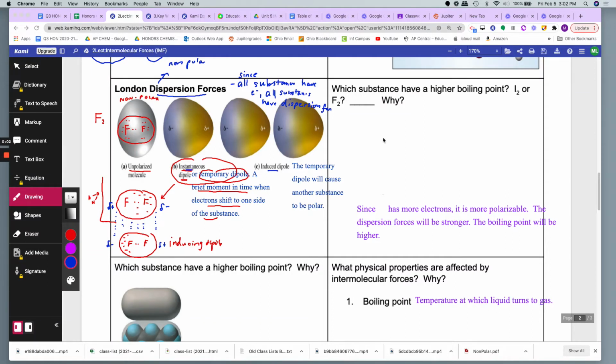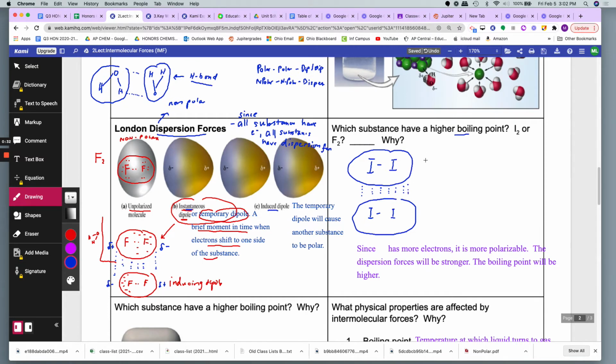So here's the question. Which substance has a higher boiling point, I2 or F2? To do this problem, you have to consider I2 is a nonpolar substance. And here's another I2, a nonpolar substance. And to make it boil, you have to break the intermolecular force between them. Can you tell me what the intermolecular force is?